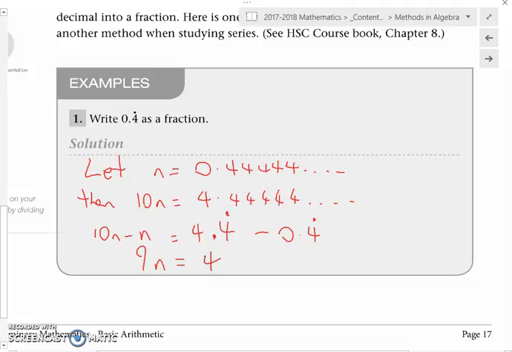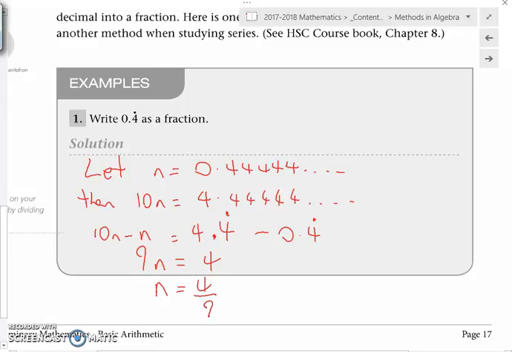How do I get rid of that 9? That's 9 times n, so to get rid of it, I divide by 9. And if I divide that side by 9, what do I have to do to this side? Divide that side by 9 as well. I now have it written as a fraction.